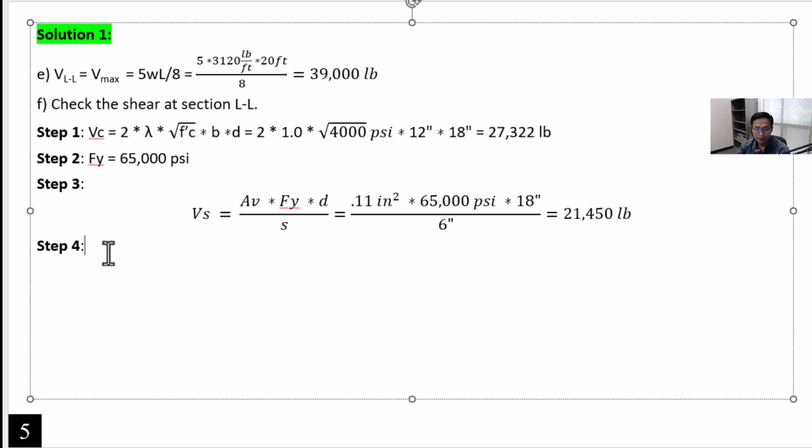So we have Vn equal to Vc plus Vs. So we have Vc this, plus Vs is this one. So we have the total 27,300 plus 21,450. I have 48,772 pound. Okay.